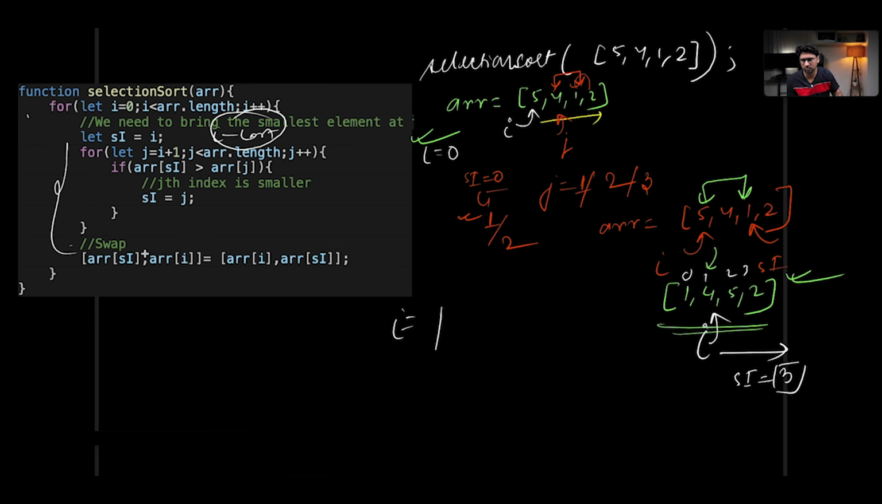And then here I go and do the swapping. I value is equals to 1, Si value is equals to 3. So when I go and do the swapping, this value comes here. So after I equals to 1, the array gets transformed to 1, 2, 5, 4.